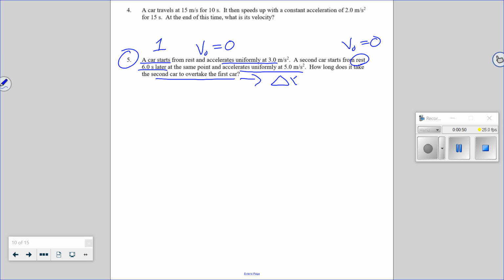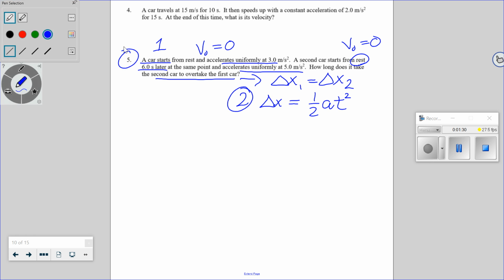So they have overtaken or passed when the displacements are the same. The second one has caught up. Okay, and since we have v0 equals 0 for both cases, our famous equation 2 becomes just delta x, or x minus x0 equals 1/2 at squared. So this problem's a little bit hard to set up because one car has a 6-second head start, but because the initial velocities are 0, it's manageable, and as you can see, there's kind of a shortcut to solve it. So there's my setup.